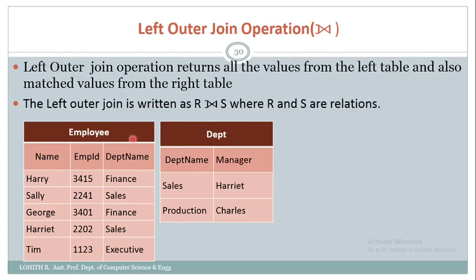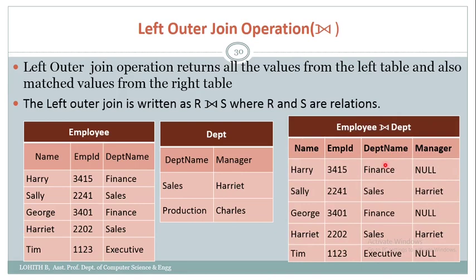Now if we perform employee left outer join with department, the tuples of the resultant relation will consist of all the tuples of employee plus the matching tuples of department. Yes, this is our resultant relation. As per the definition, you can see that all the tuples of employee are returned. All the tuples of the left relation are available here, and only the matching tuples of the department relation are available. The tuple that doesn't match will have a null value.